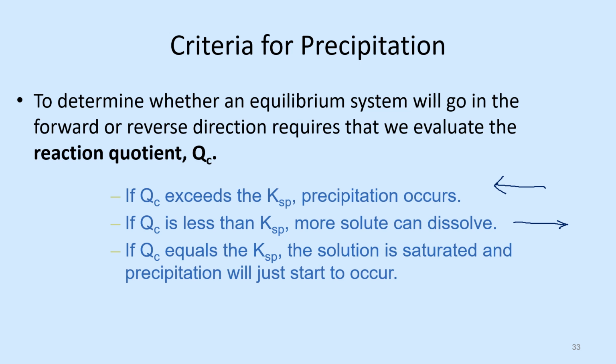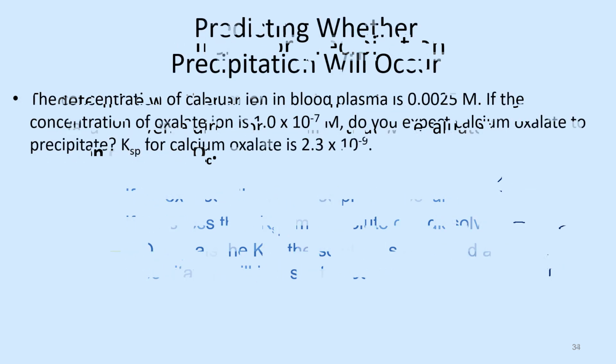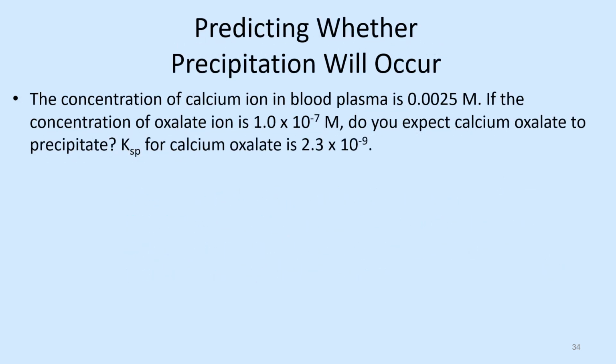And of course, if Q equals K, that's the very exact point that the solution is saturated, and actually the very point that precipitation will start to occur. So that's what we're looking for: what are the concentrations that will just make the precipitate occur. So let's look at an example.